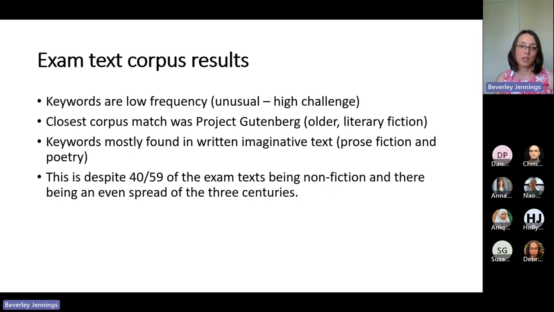So just to remember that table at the beginning, 2/3, or 40 out of 59, of the exam texts were non-fiction. And yet the source texts for the vocabulary are fiction. So that's a little bit of a mismatch compared to what you'd expect. If we know the students are getting 2/3 of the texts as non-fiction, you might think it would be better preparation to read non-fiction. But here, actually, the better preparation looks like it's in fiction text. And it's older literary fiction that's coming up in Project Gutenberg, when, remember, there was an even spread across the three centuries. So it seems there's something in the choice of the kinds of text for the exams that means the words are found in older fiction text rather than representing more superficially the non-fiction and the spread of the different centuries.